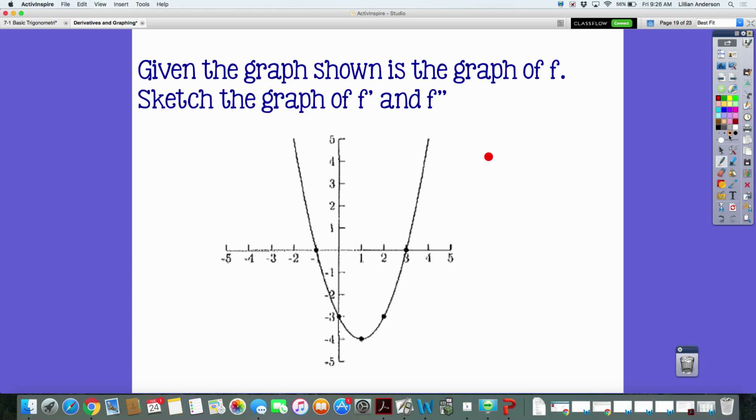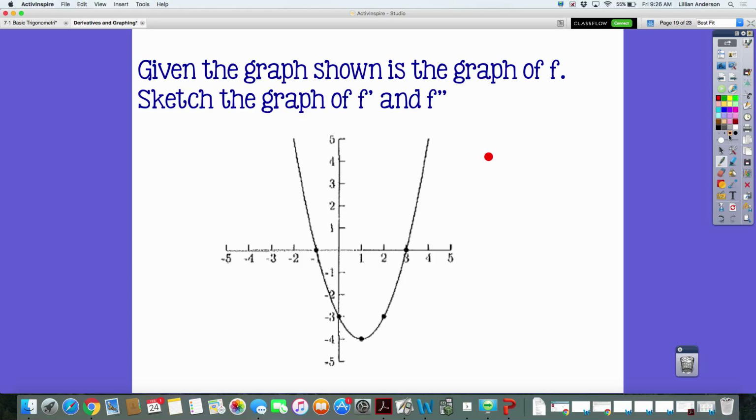Basically, you have to use your knowledge of what the first derivative does and what the second derivative does so that you can graph. That's why I have that list over there on the side board, so you can use it as a reference. Okay? Let's jump right into it. Looking at the back side of the notes, it says, given the graph shown, this is the graph of f. So this is the graph of the original function. We have to sketch the graph of f prime and f double prime.